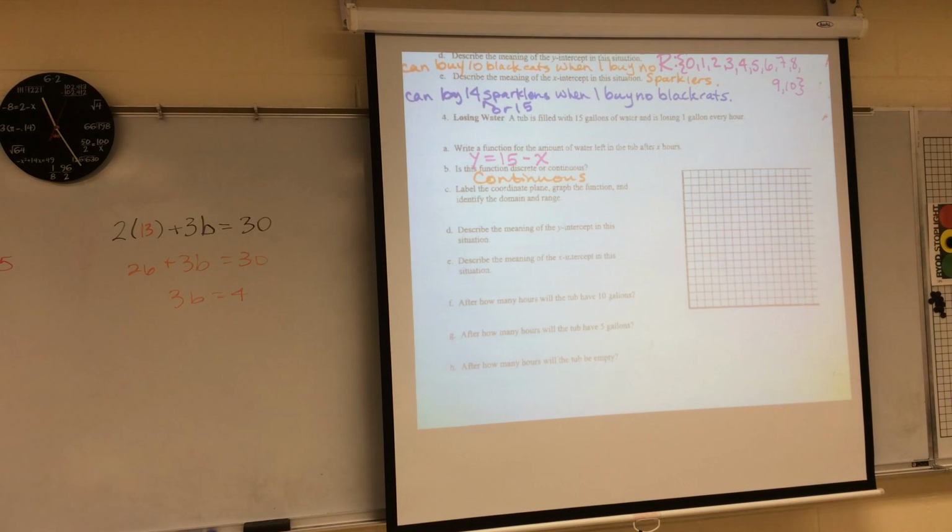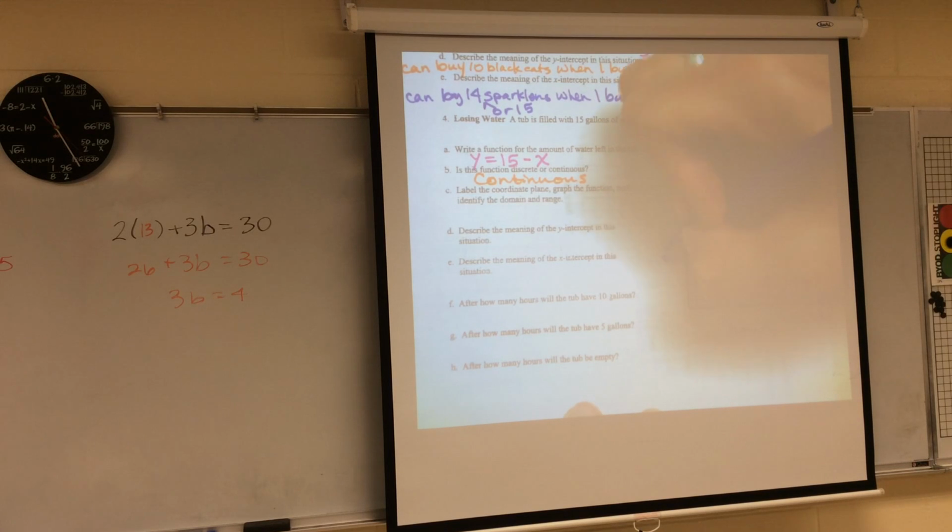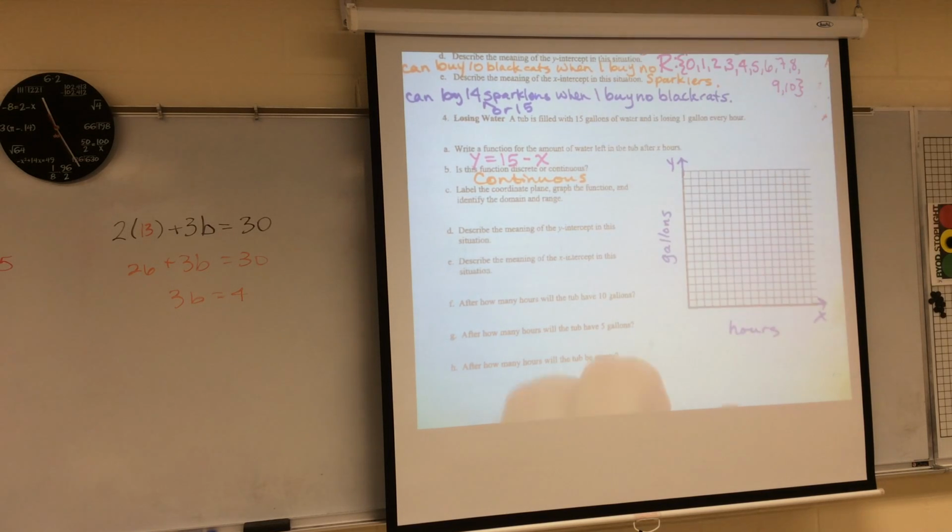All right, so C says label our coordinate plane, graph our function, and we're going to identify the domain and range. So my coordinate plane, I've got X are my hours, Y are my gallons. All right, this one I'm going to count every 5 tick marks, just to show it can be done that way too. Well, wait. How do I know how much I need? What if I need more than 15?